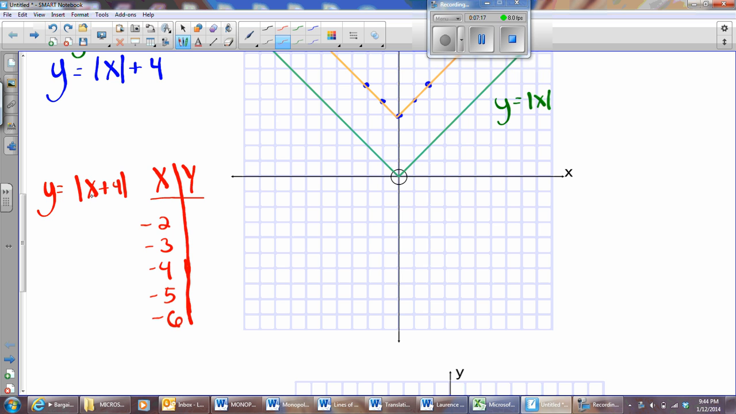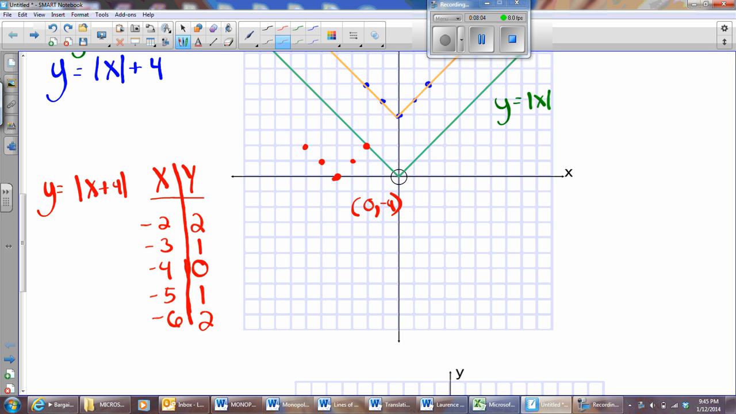Okay, if I put negative 2 in here, negative 2 plus 4 is 2. Absolute value of 2 is 2. So I'm going to be at negative 2, positive 2. Well, that point was on the original graph. That's fine. Negative 3 plus 4 is 1. Absolute value of 1 is 1. Well, that's a little bit different. When I put negative 4 in, I get 0, don't I? Okay. And so it's at the point negative 4, 0. Okay, negative 5 plus 4 is going to be negative 1. Absolute value of negative 1 is positive 1. Well, look at that. There's my V. Negative 6 plus 4 is negative 2. Absolute value of negative 2 is positive 2.